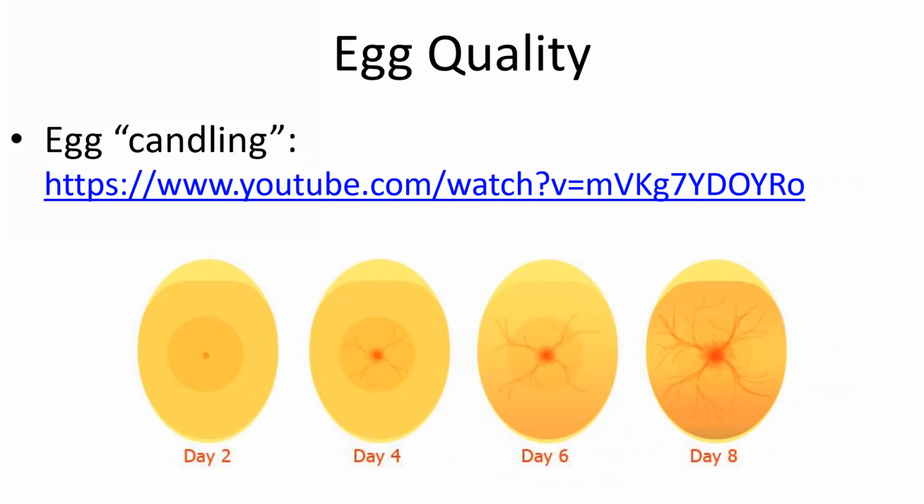Now, when we consume an egg, we don't want to consume a developing embryo. So, to remove any fertilized eggs, we use a process called candling. This used to involve placing a candle behind the egg and looking for the small red blood spot inside. We've since moved to using more convenient light sources, but the general idea is still the same.